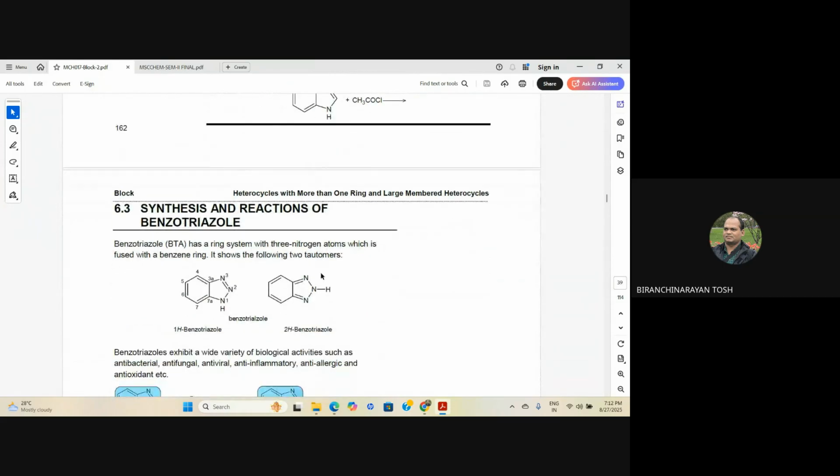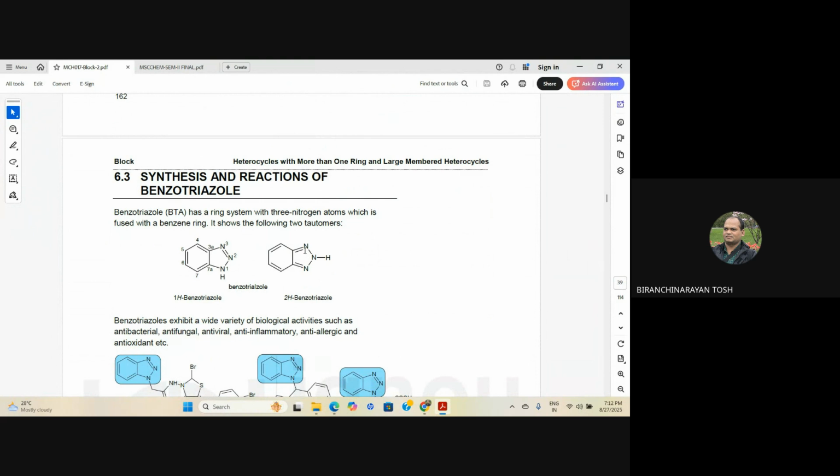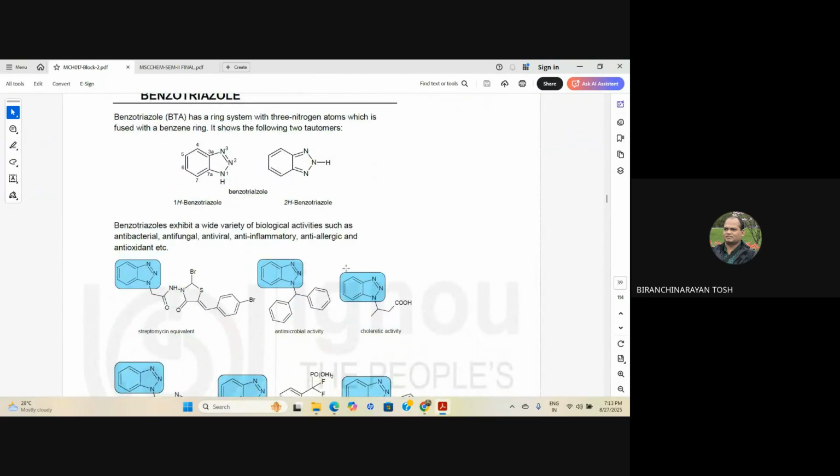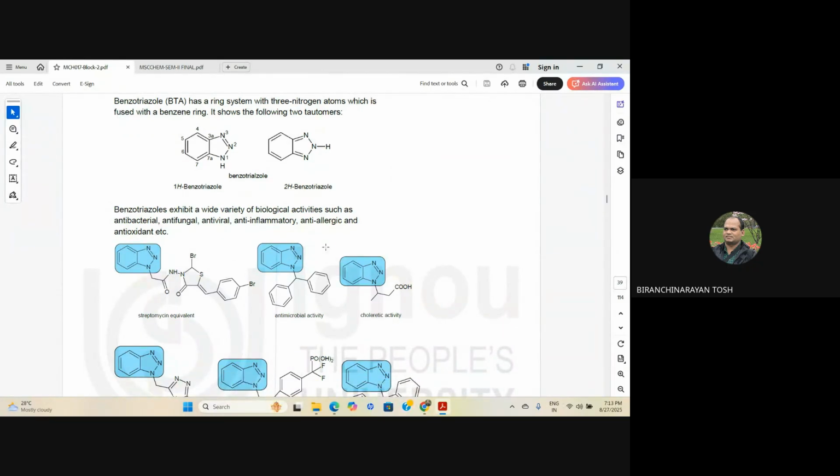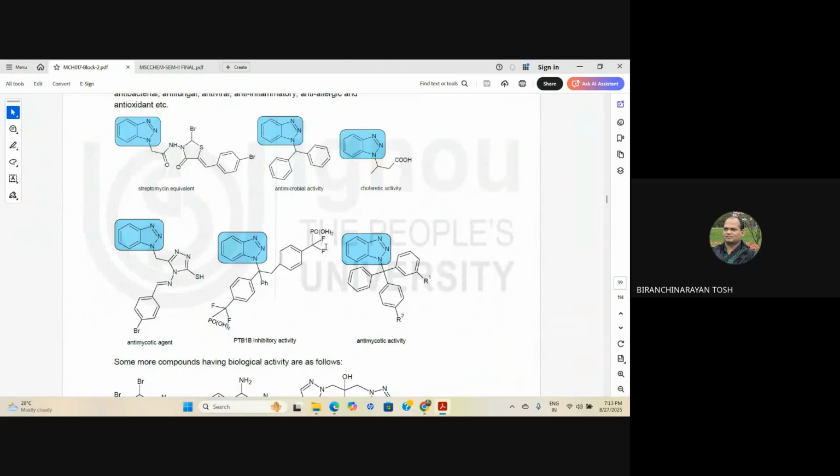So now we'll move to benzotriazole, containing 3 nitrogens in the ring. This is 1H-benzotriazole; 2H means the hydrogen is on the second nitrogen, or the double bond is like this. So 1H and 2H benzotriazole have a ring system with 3 nitrogen atoms fused with a benzene ring. Benzotriazole exhibits a wide variety of biological activities such as antibacterial, antifungal, antiviral, anti-inflammatory, anti-allergic, and antioxidant. These are some drugs which contain benzotriazole.